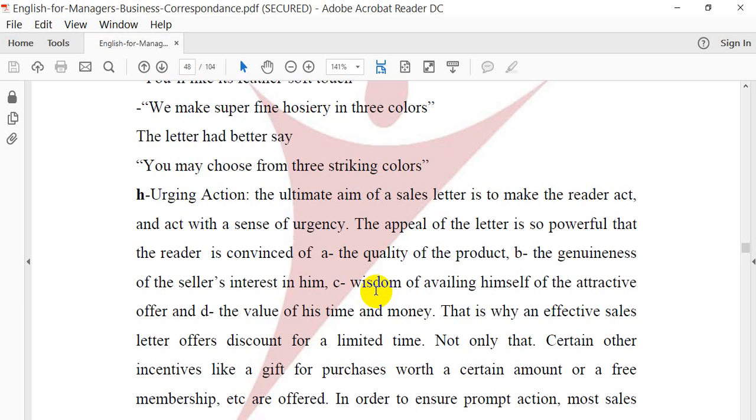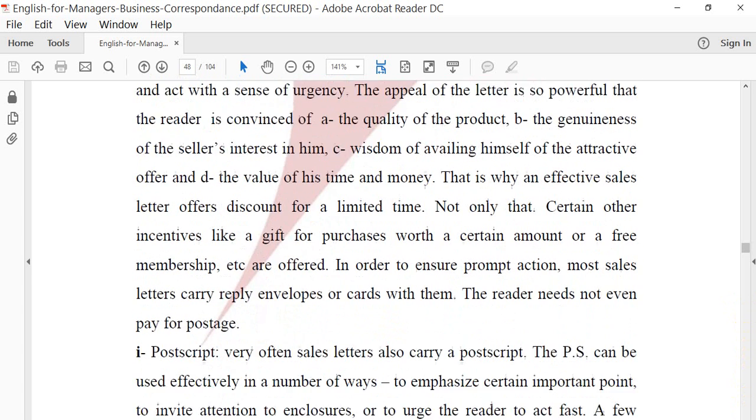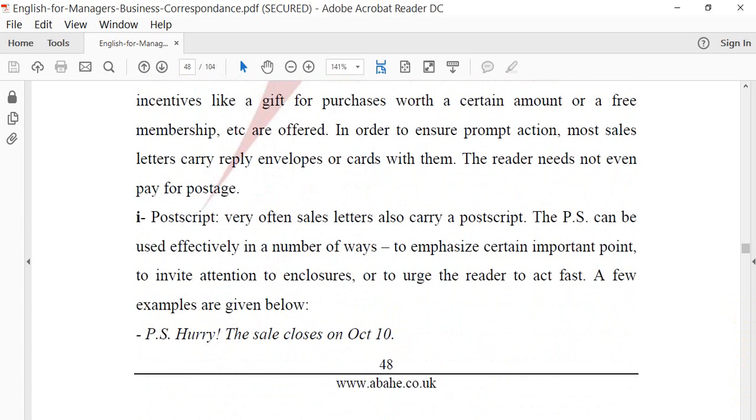You have to tell him that we have only this product for a limited time, and also we have to mention the quality of the product, the genuineness of the seller's interest in him, the wisdom of availing himself of the attractive offer, and the value of his time and money. Mention some points to make him what? React with you. It has a relationship. This point has a relation with the next point, postscript.